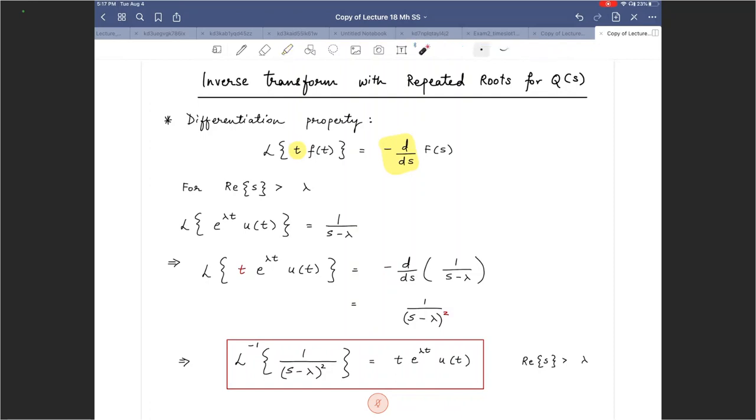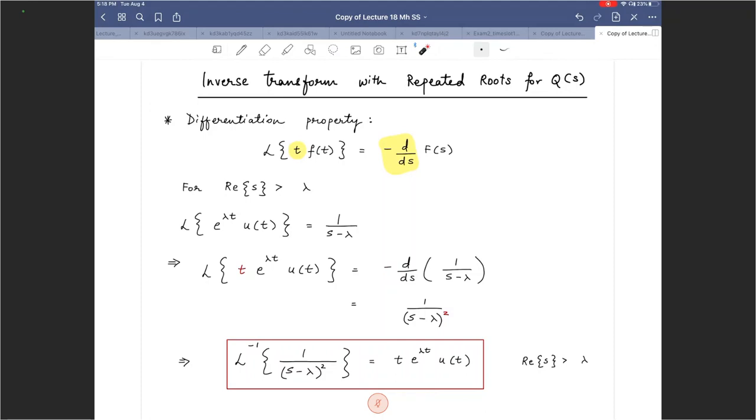So if you have the real part of s greater than lambda, that's the given, then the Laplace transform of e to the lambda t u of t is going to equal 1 over s minus lambda. We have seen this with, I believe, e to the at u of t. And we have found the region of convergence for that as well.